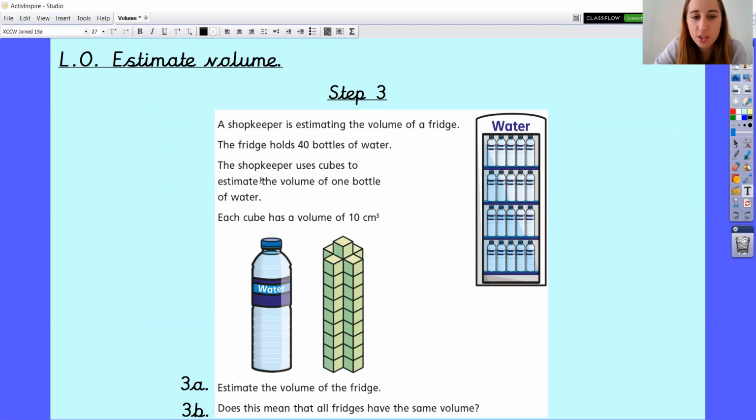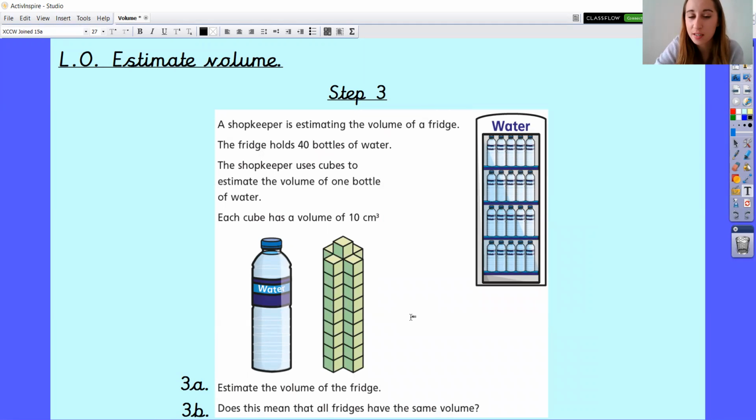The shopkeeper uses cubes to estimate the volume of 1 bottle of water. So he's got 1 bottle of water here and he's using cubes to work out, to estimate its volume, a bit like we did back in step 1. So you've got to estimate the volume of the whole fridge using that information. And then 3B says, does this mean that all fridges have the same volume? So a question for you to think about and write your answer.